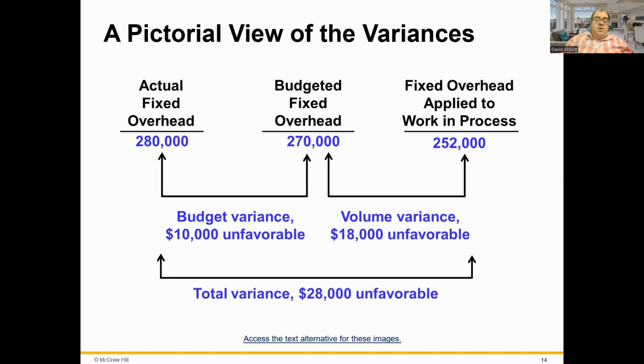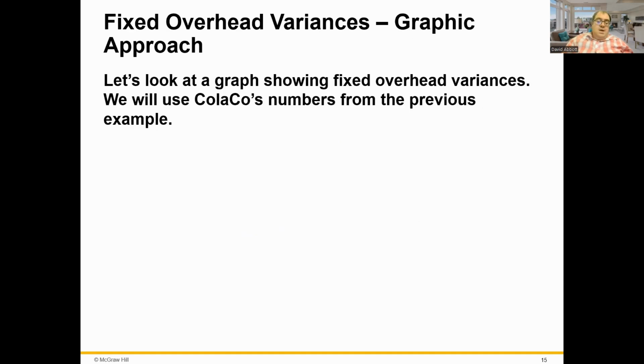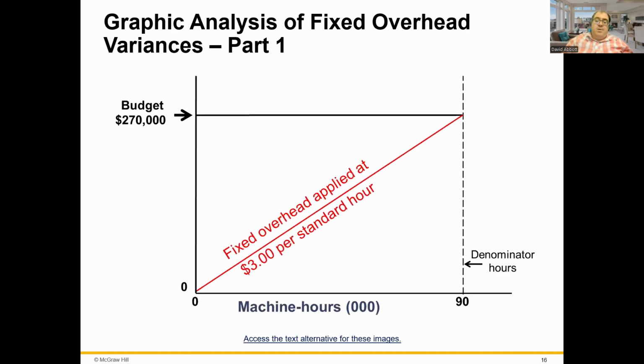So we have a pictorial view of the variances. This slide offers a pictorial view of the computation of the fixed overhead volume and budget variances. And so we see how that works out, and then we come out with the total amount. And then we'll look at a graphic analysis of this. So we'll look at a graph that shows the fixed overhead variances. We will use Colaco's numbers that we got from the previous example.